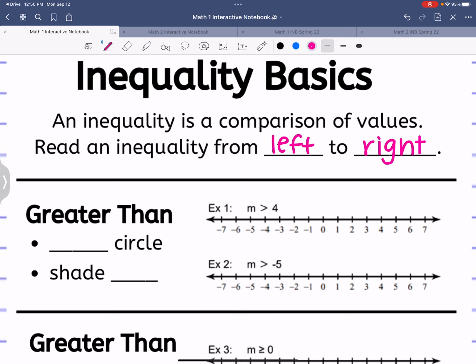Greater than. The greater than symbol looks like it has an opening on the left and a small point on the right. We can see it in these two examples here. The greater than symbol requires us to use an open circle. With the greater than symbol, when we are graphing that open circle, we're going to shade all the numbers that are to the right because they are representing all the numbers that are greater than the value we're comparing it to.